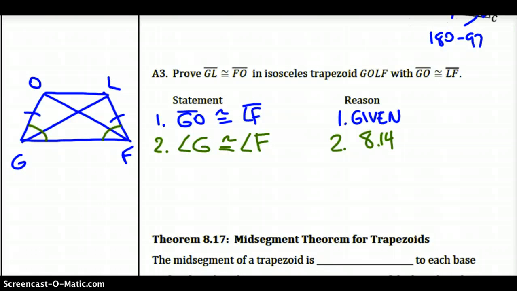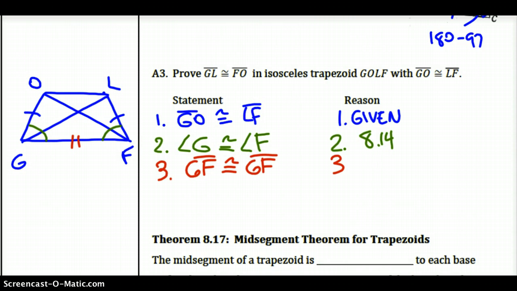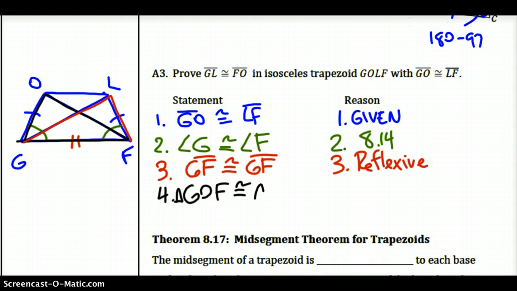I can also say that GF is congruent to GF, one of our old friends, the reflexive property. Now because of that, I could say that this triangle here in black is congruent to this triangle here in red because of side angle side. So triangle GOF is congruent to triangle FLG by side angle side.